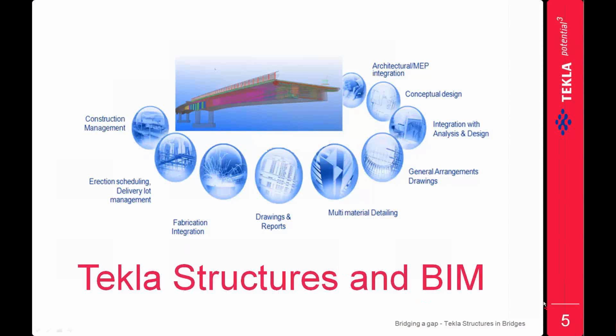Once that is done, we can generate the drawings and reports, the bar bending schedules, and even the fabrication integration. I have a rebar with the shape code and the bar size details that can be transferred to the machine, where the machine will cut and bend the rebar according to the assigned shape code. We can also do the erection scheduling, so that we can plan which one goes first and which goes second, and even the construction management part. So this is the building information modeling workflow in Tekla Structures.